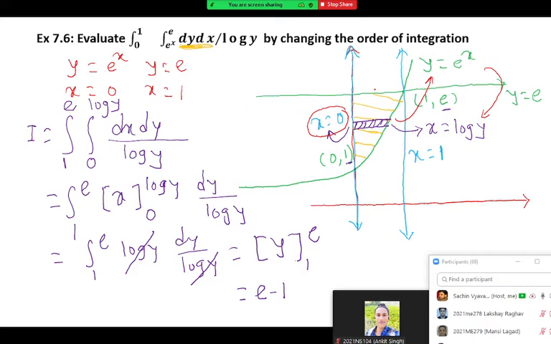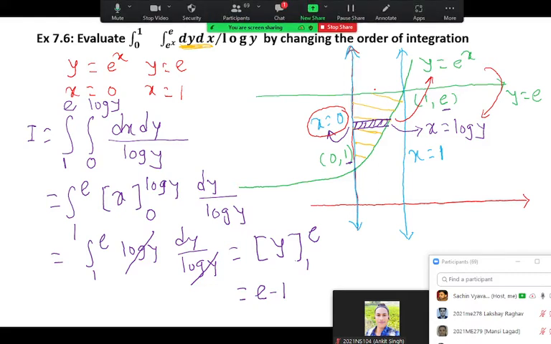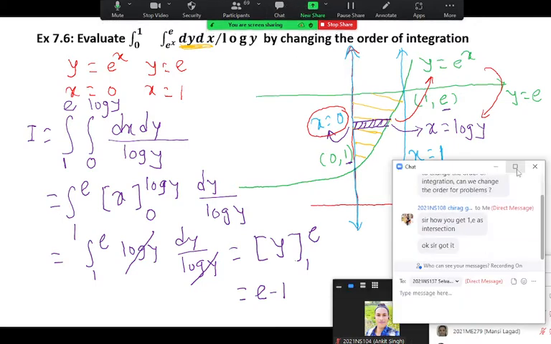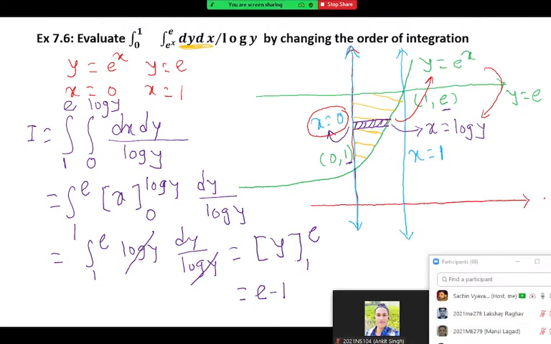Or you can solve y equal to e raised to x with x equal to 1, and you will get the coordinates. This is a common, simple thing we have done a number of times. Whenever we require a point of intersection, you just have to solve the two equations simultaneously. This is not new. Can I move to the next question then, if you've done this? Yes, sir. Okay, good.